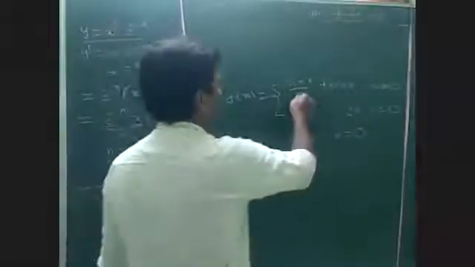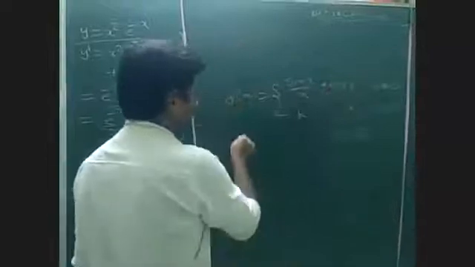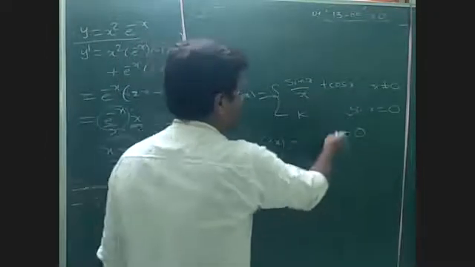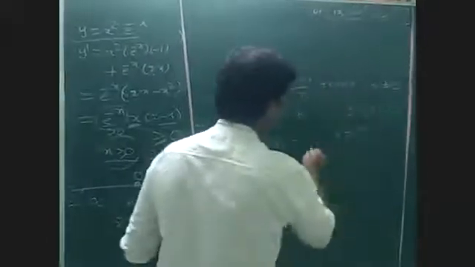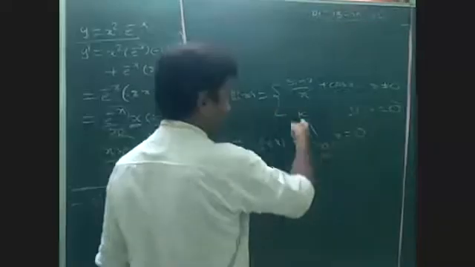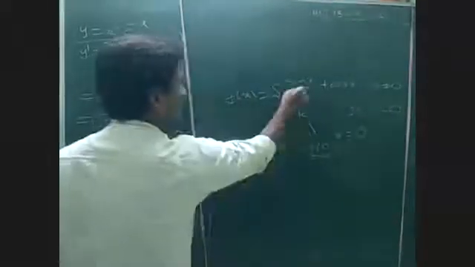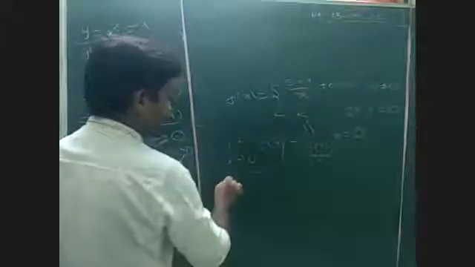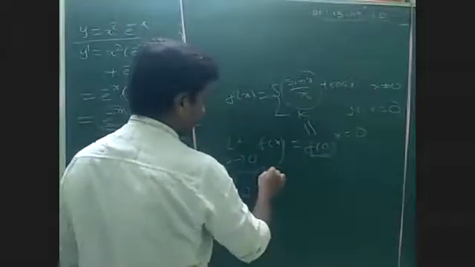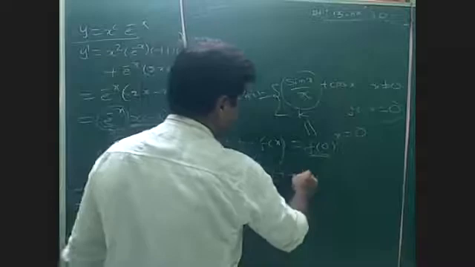So what is this k value? We need to find the limit as x tends to 0 of f of x. When x is equal to 0, this is the f of 0 value, which is clearly k. But what is this limit value? The limit as x tends to 0 of sin x by x plus cos x.